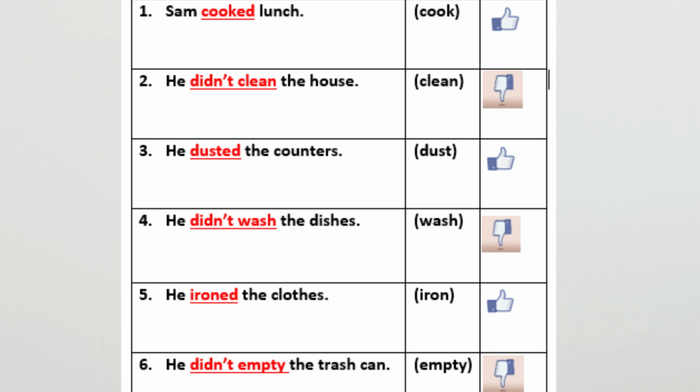Number 3, he dusted the counters. Number 4, he didn't wash the dishes. Number 5, he ironed the clothes. Number 6, he didn't empty the trash can. So how did you do? I bet you did great.